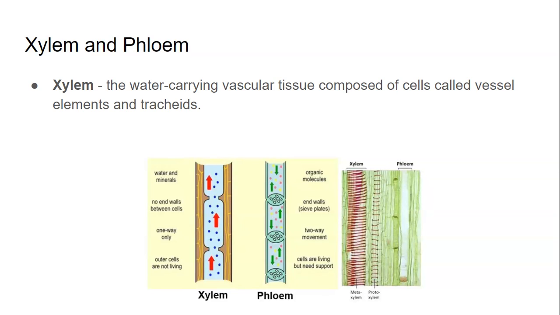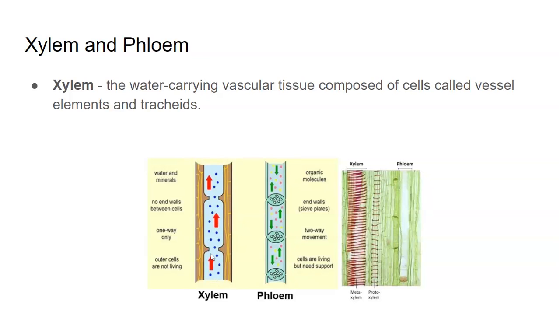So first, the xylem is the water carrying vascular tissue, and it's composed of cells that we call vessel elements and tracheids. So xylem is water. You'll need to be able to remember that xylem is moving water. Also, you can see here based on this picture, in a xylem, it only moves one direction. It only moves up the plant.